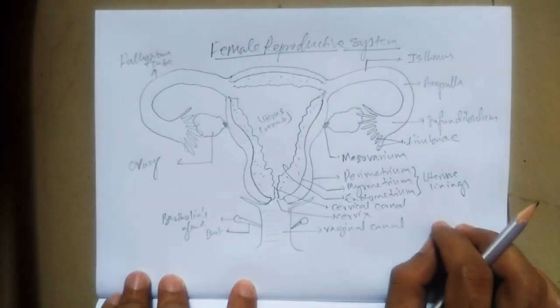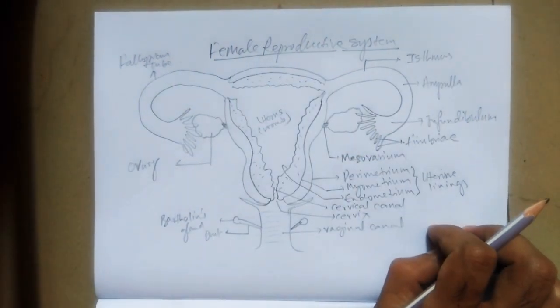That's it. So this completes the diagram of the female reproductive system. I hope you have clearly understood, stepwise, how to draw a female reproductive system.